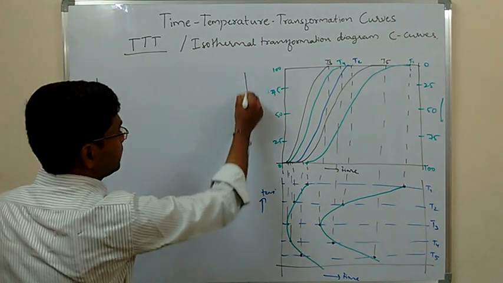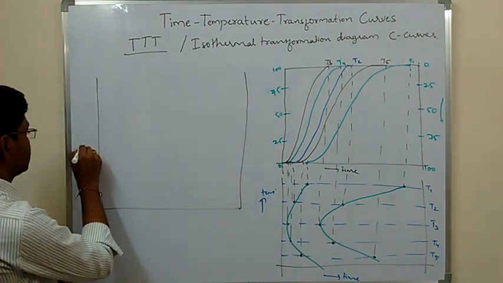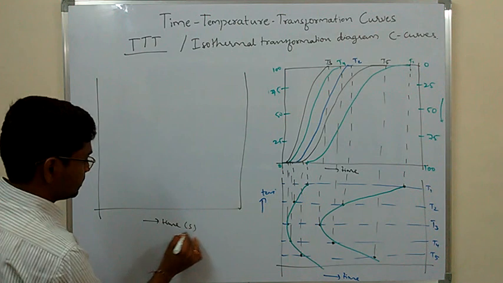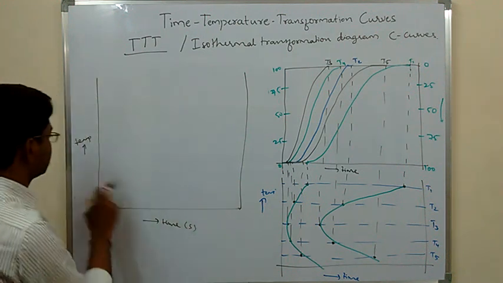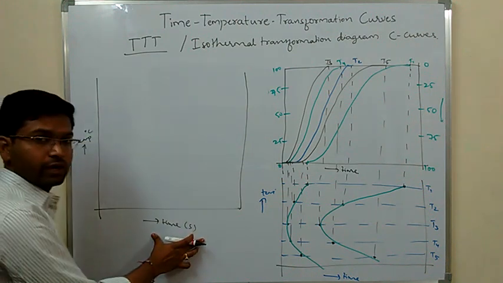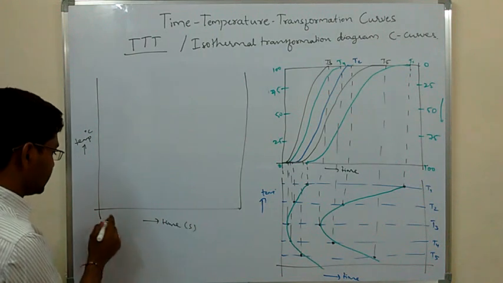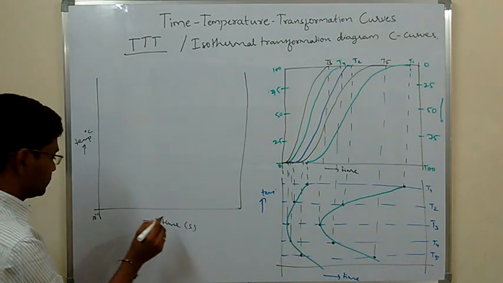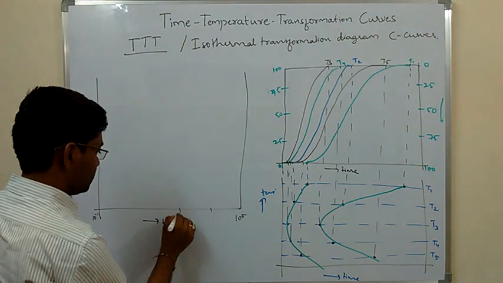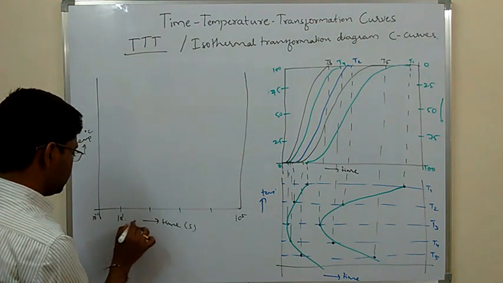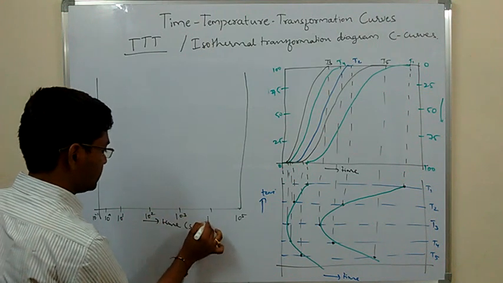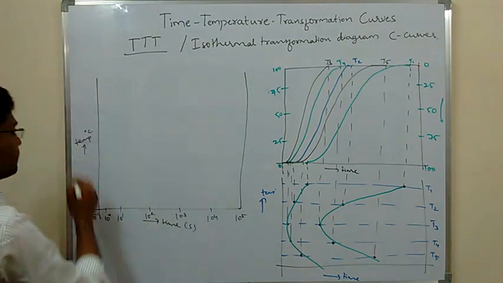So now I will draw. This is temperature versus time in seconds. Time is usually on the abscissa, and temperature in degrees Celsius on the ordinate. So this is a linear scale. Here we are taking a logarithmic scale, log scale. Here 10 raised to minus 1 and 10 raised to 5, 10 raised to 1, here 10 raised to 0, 10 raised to 3, 10 raised to 4, in seconds.